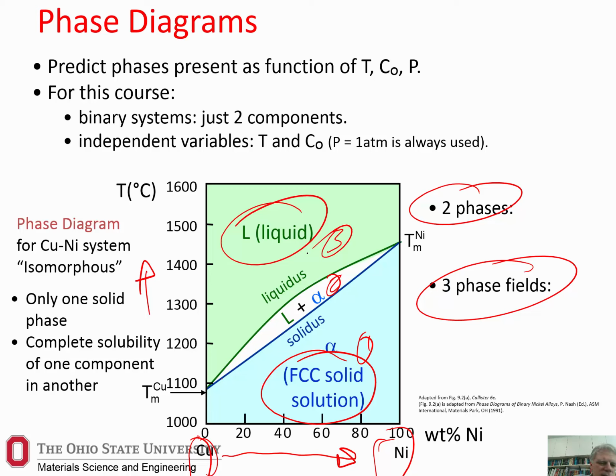And even with this, both components have complete solid solubility in one another. You can put as much copper as you like into nickel, or you can put as much nickel as you like into copper. It's still a single face-centered cubic crystal, but you still get this interesting two-phase region in there. It's not as simple as a single component system.